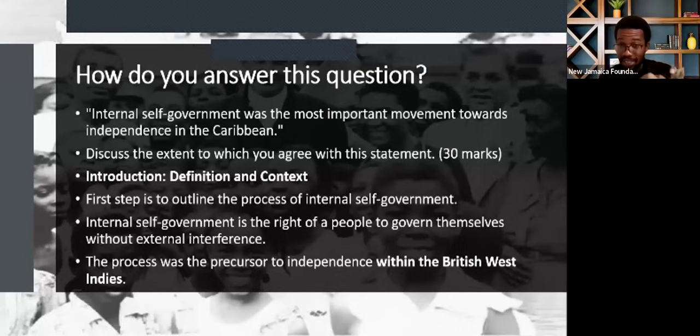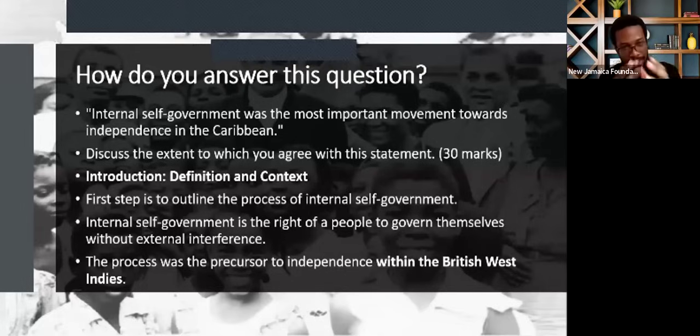So, for example, Haiti is in the Caribbean, but this would not fall under the category of internal self-government. Similar to the Dutch-speaking territories, Aruba, Bonaire, and Curacao, the same principle applies. So when looking at internal self-government, bear in mind that you outline the situation that you're dealing with. You're looking at the British West Indies, the Caribbean. So you provide the definition of what internal self-government means, and then you look at the context.